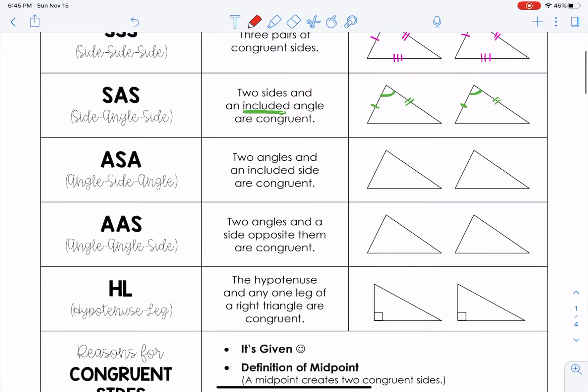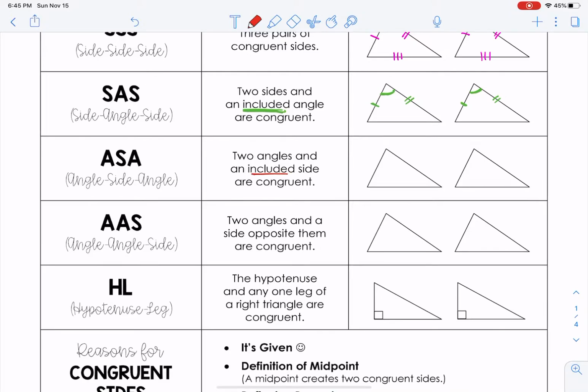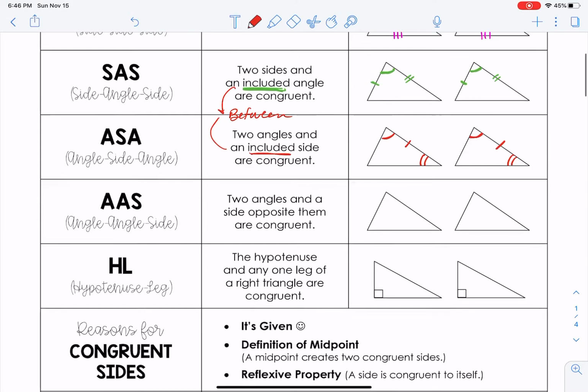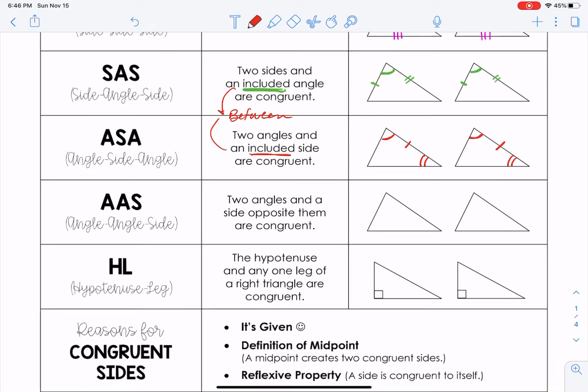Angle side angle means I'm looking for 2 angles and the included or between side. Remember that included means between. So if I have 2 angles, then I care about the side in between. So there are my congruent angles and the side in between. It can be any combination of that order anywhere on the picture. It just has to be at least in that order.